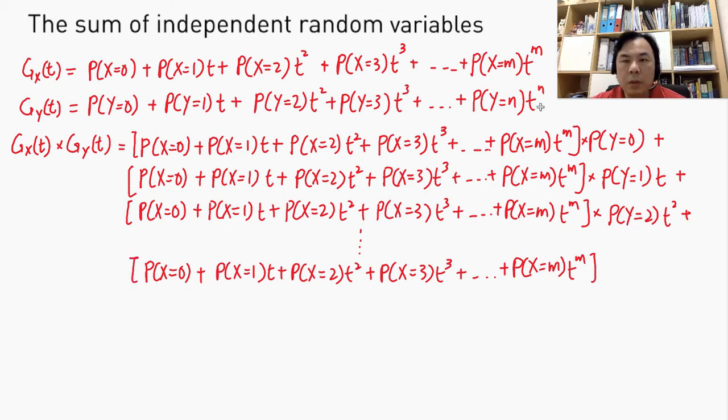Right, up until the last term, which is Py equal to n, t to the power n. And then there you have it. Those are all the expansion when we perform the multiplications between the two probability generating functions here. Right. Now, what I want you to observe next is very important.